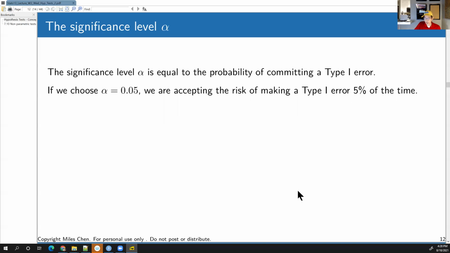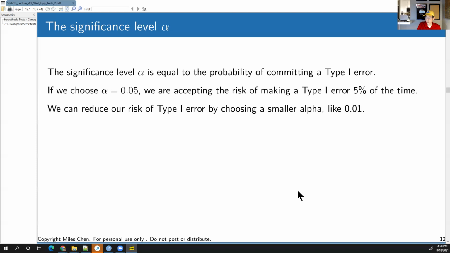So whatever alpha you choose, 5%, that is your accepted risk of type 1 error. So if you choose alpha 5%, we're basically saying, I'm okay with committing a type 1 error 5% of the time, right? It feels a little bit strange, but if we pick alpha equal to 5%, we're saying, I'm okay with making a type 1 error 5% of the time.